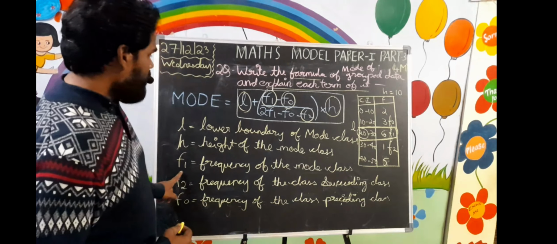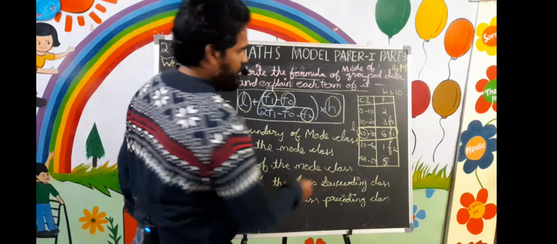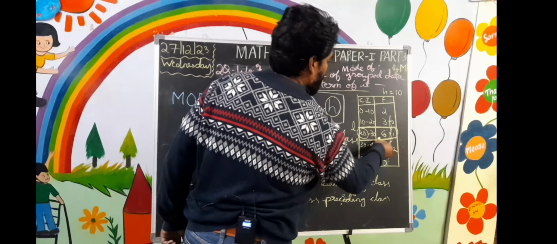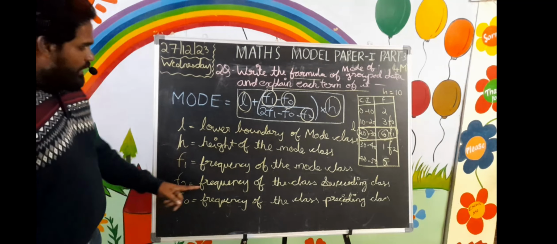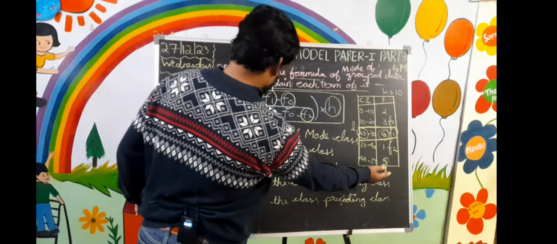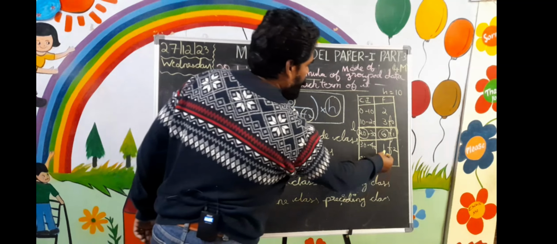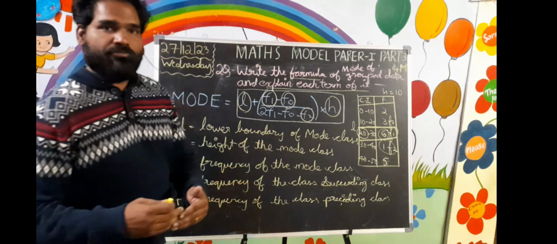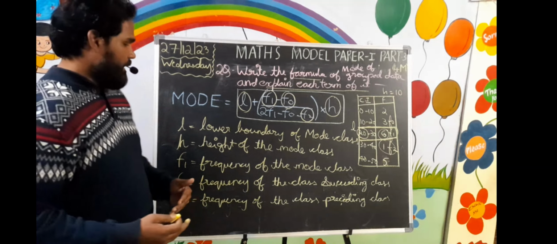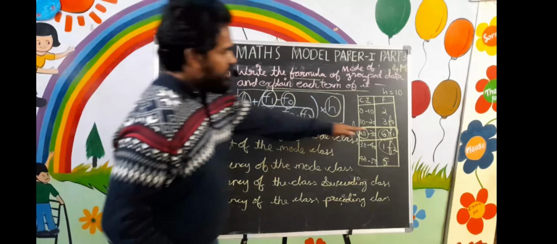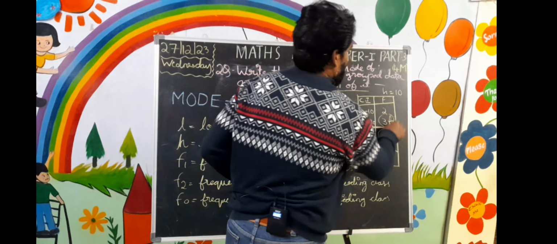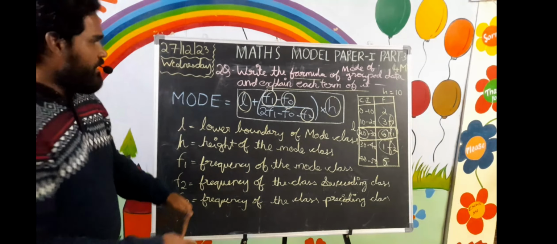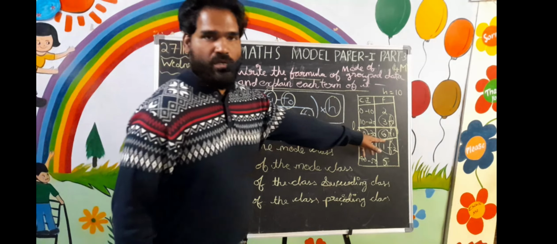And then F1 is the frequency of the modal class. If you can see, whatever we have highlighted, that 6 is called F1, which is the frequency of the modal class. Then F2, which comes after F1, is the frequency of the succeeding class. Succeeding means that which comes after. And the last one is F0, which is before F1. This is nothing but the preceding. Preceding means before. Succeeding means after. And that which is in the middle is taken as the frequency of the modal class.